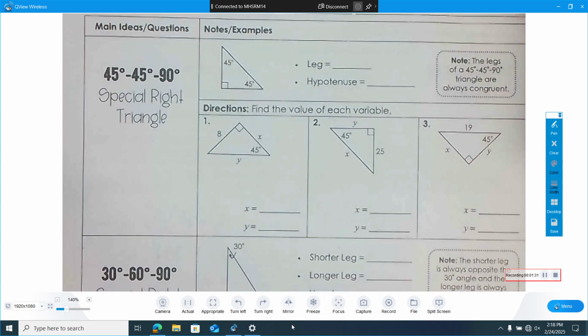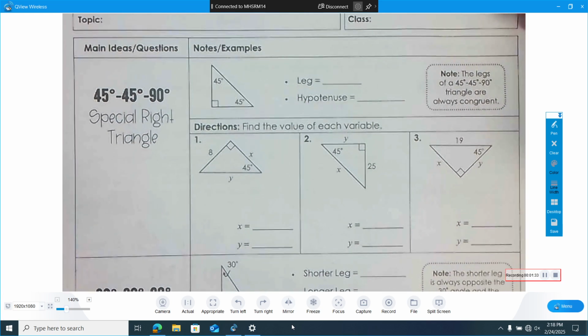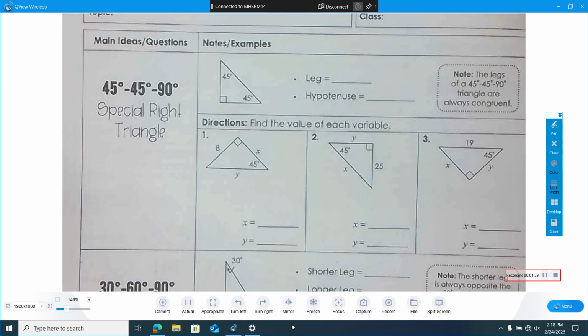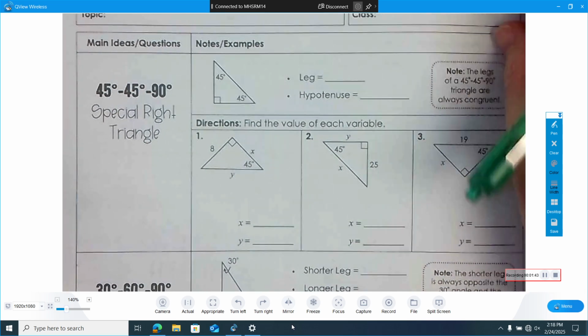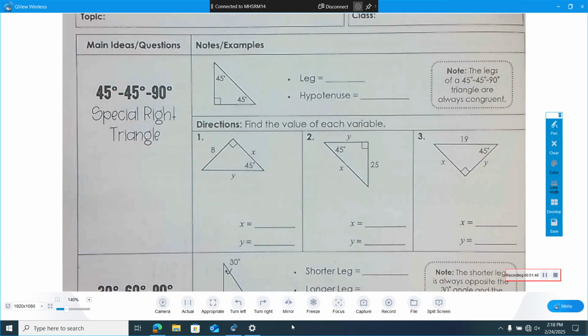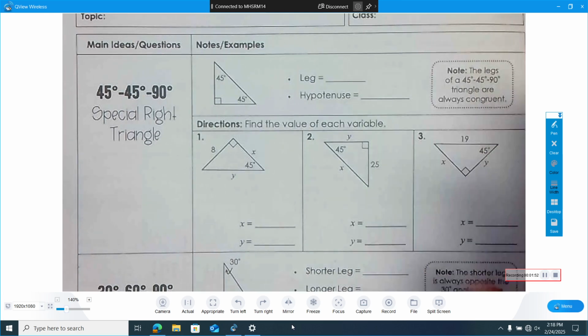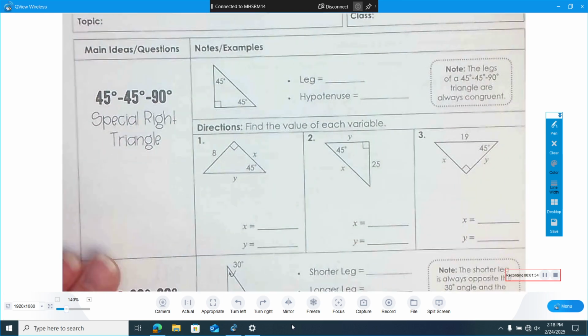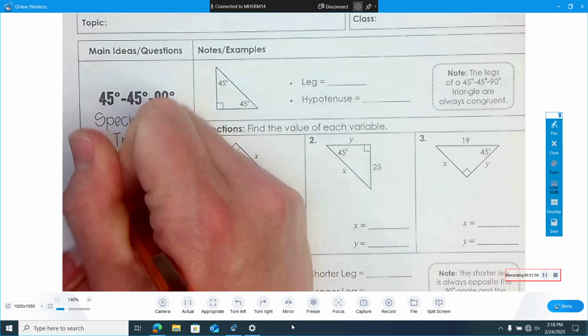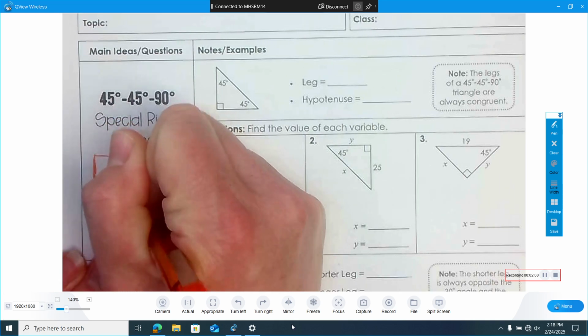Now, the problem I have with geometry is they throw this in here at this level, and I don't like just giving you information. I want you to know where these numbers come from. So I'm going to start by showing where it comes from. I'm going to start with a square. I'll draw the square.